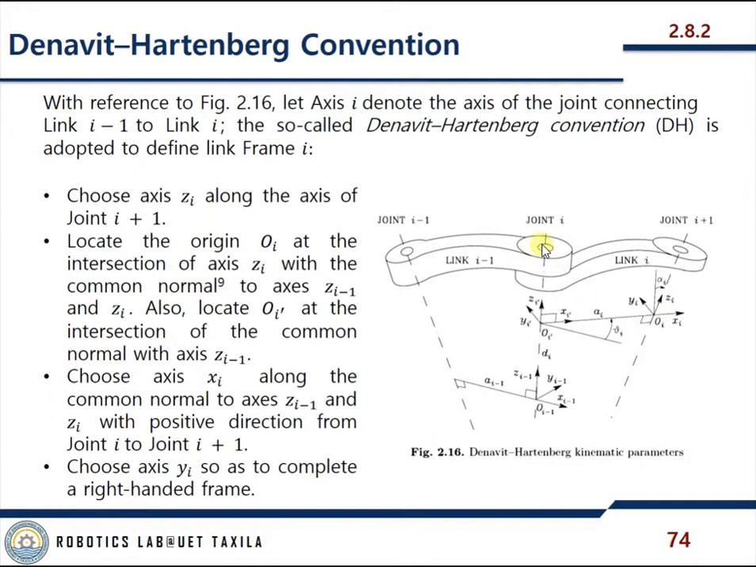Interesting to note that axis i has the origin attached to the link, and that link is attached to the joint. So we're going to have this axis origin over here. And then choose axis Xi. So this is going to be axis Xi along the common normal to the axis Zi minus 1, with the positive direction from joint i to i plus 1. So from this one to this one is the positive direction.